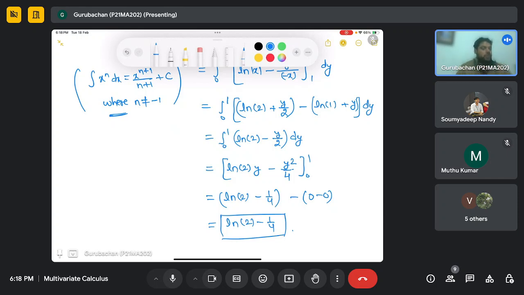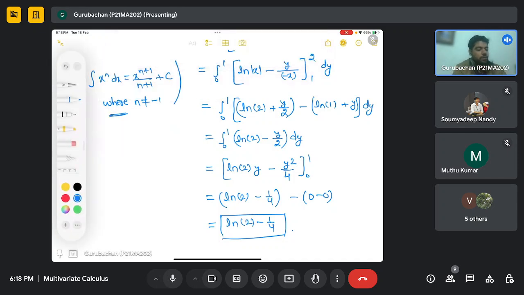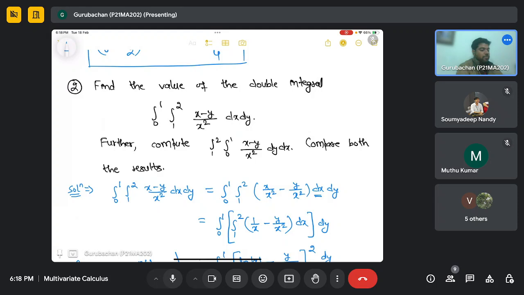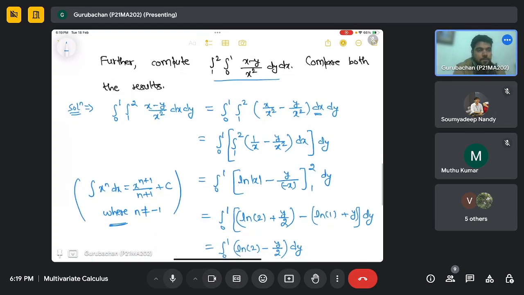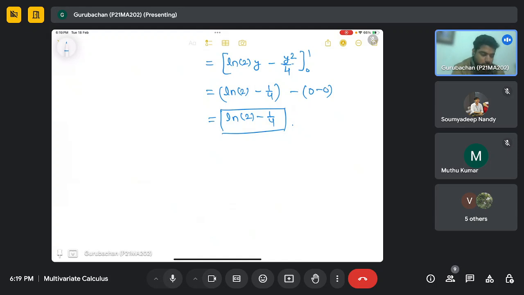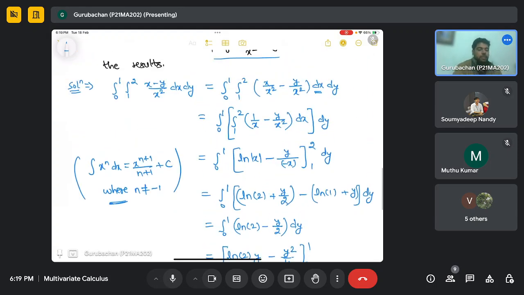Now I have changed the order of the integration, and I have asked you what would be the value of this integral if I change the order of dx and dy. So anybody has computed this? Same answer. Why? Yeah, I understand your answer is also correct, but can you justify why the same answer is coming?